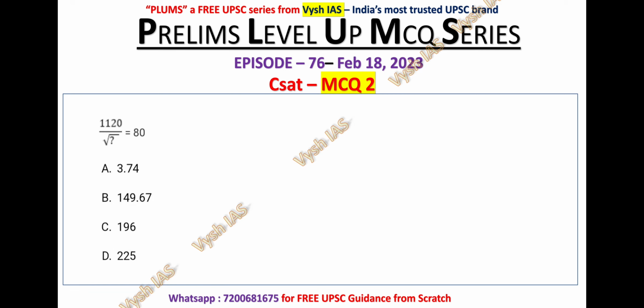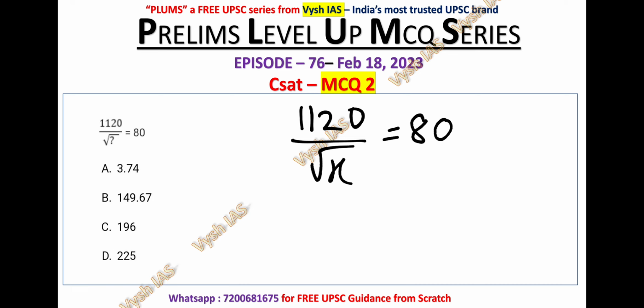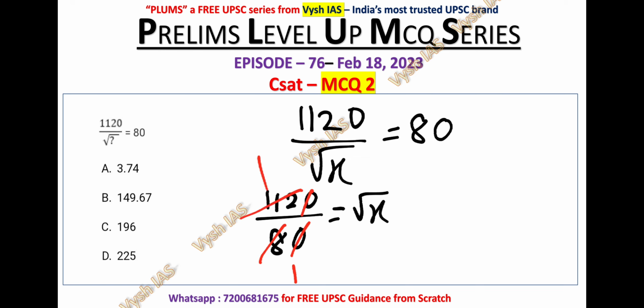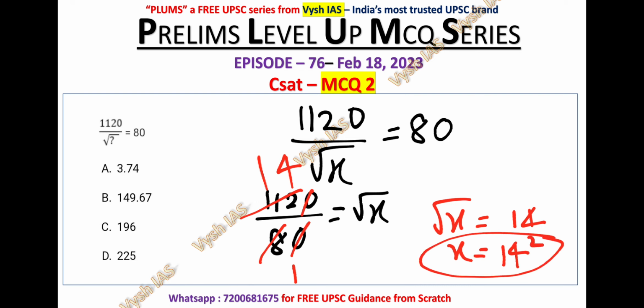Okay, 1120 by root of question mark is equal to 80. Let's take the question mark value as x. If you take root x to the RHS side, 1120 by 80 is equal to root x. If you solve this equation, 0 and 0 get cancelled. 8 ones are 8, 3 remains, 8 4s are 32. So root x is equal to 14, x is equal to 14 square. 14 square is nothing but 196.